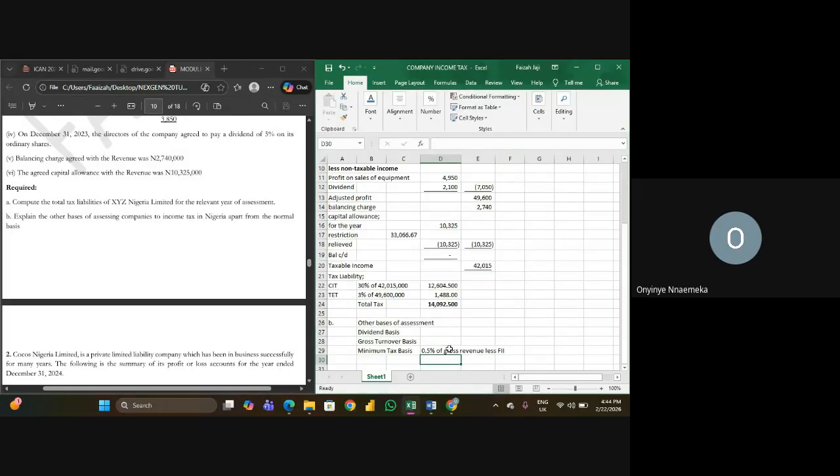What is FII? Frank investment income. So that is the formula. Don't tax frank investment income 2 times, so you have to remove it before you calculate your minimum tax, okay? All right, so that's it for question number 1.